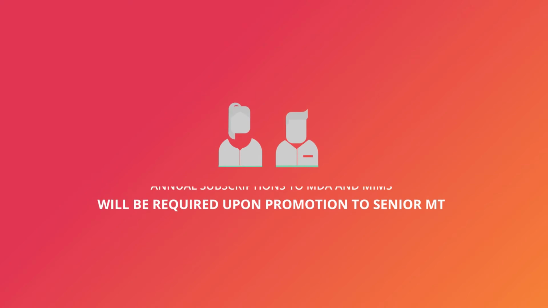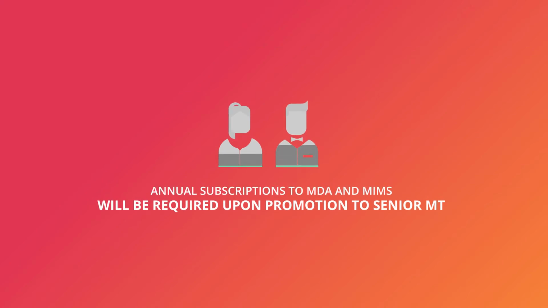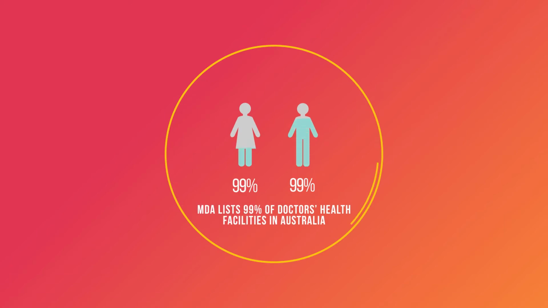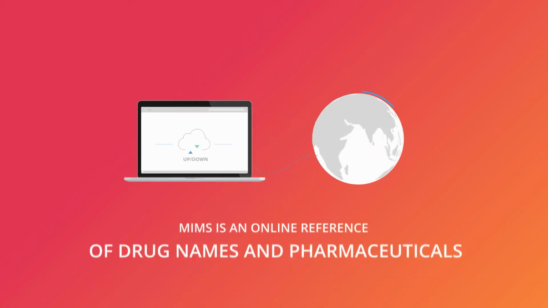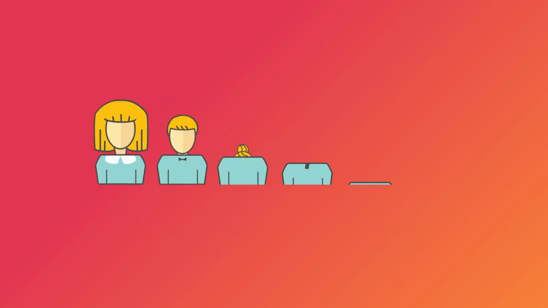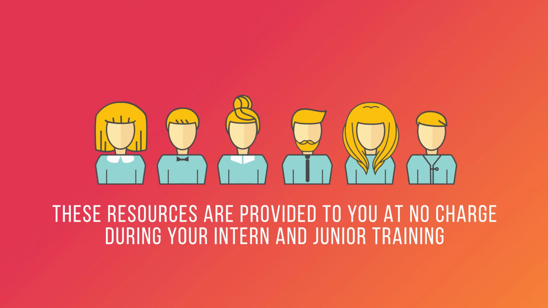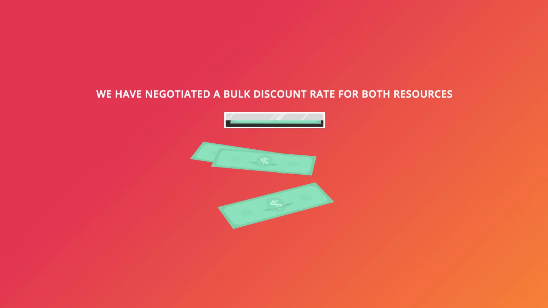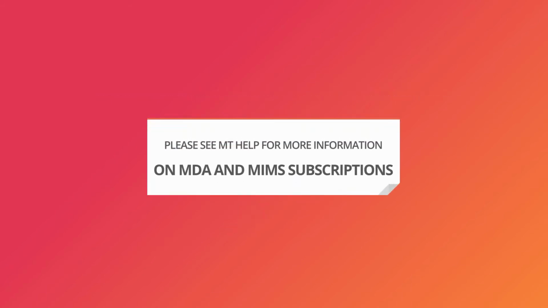Annual subscriptions to 2 online resources, Medical Directory of Australia, MDA, and MIMS, will be required upon promotion to Senior MT. MDA lists 99% of doctors' health facilities in Australia. MIMS is an online reference of drug names and pharmaceuticals. These resources are provided to you at no charge during your intern and junior training. We have negotiated a bulk discount rate for both resources. Please see MT Help for more information on MDA and MIMS subscriptions.